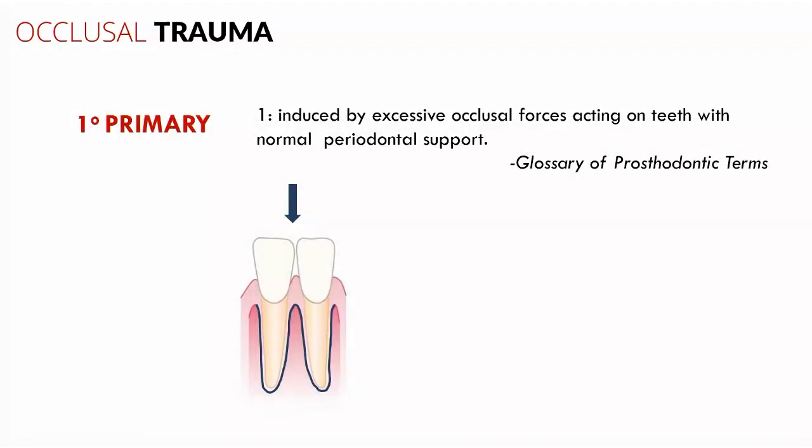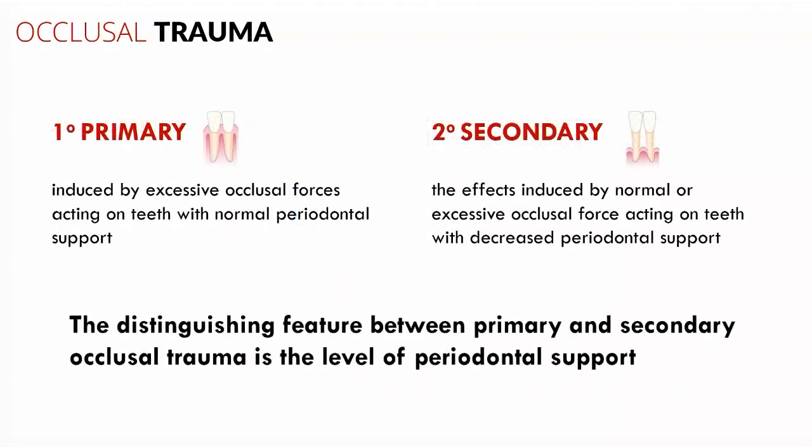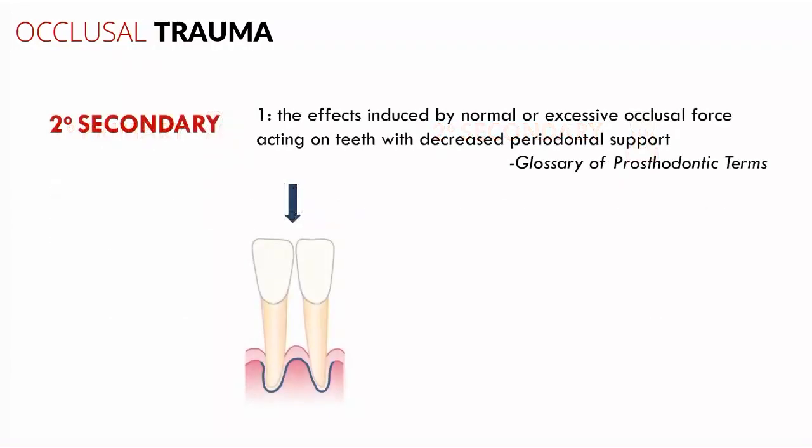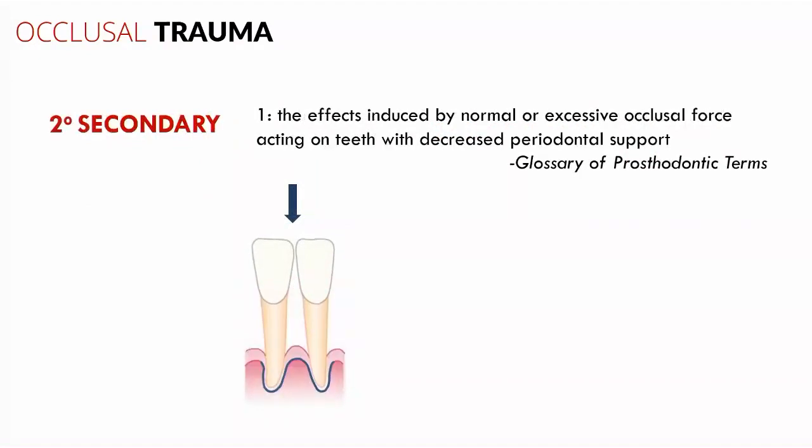If we were going to categorize occlusal trauma, some dentists back in the day decided they wanted to classify occlusal trauma into two different categories, okay? Primary and secondary occlusal trauma. And I'll just jump to the key slide here. The distinguishing feature between primary and secondary occlusal trauma is the level of periodontal support, okay? So let's start with secondary occlusal trauma first, okay?